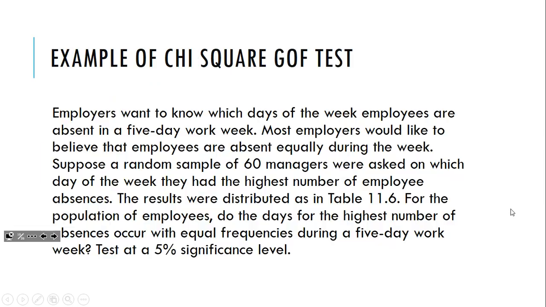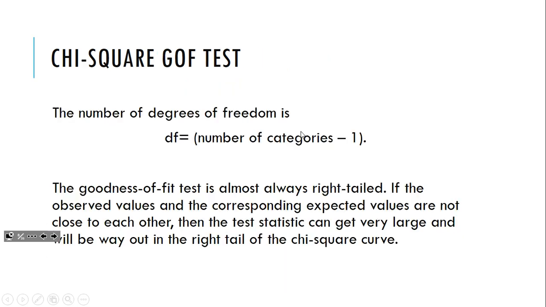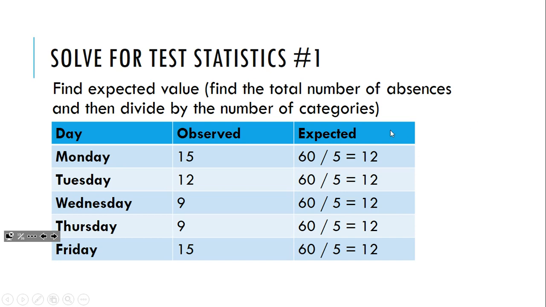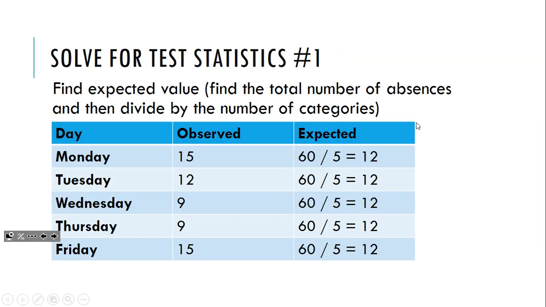So to calculate this, we'll go back to our formula. We take the observed minus the expected, then we square it. So what we need to do is calculate the expected number of absences. And this data was for 60 people. We can add this up, you get 60. So we have 60 people, 5 days a week. So assuming they were all equal, 60 divided by 5, so 12 would be gone each day of the week, which we know probably isn't very true. But we'll see if this is statistically significant enough to say otherwise.